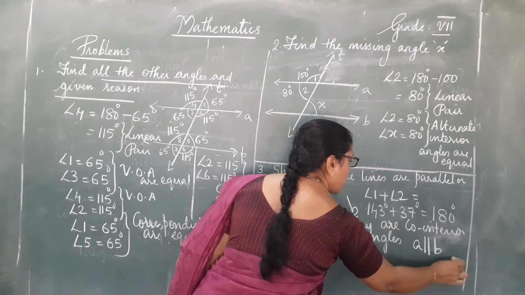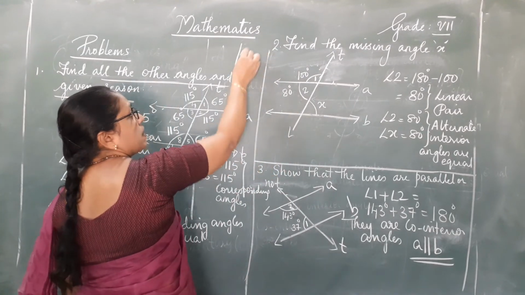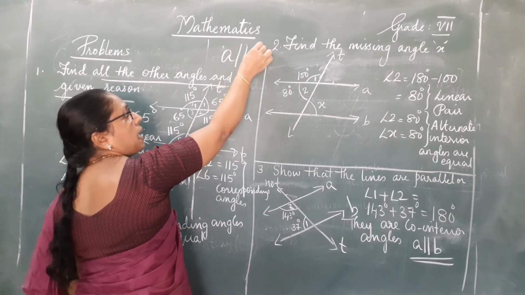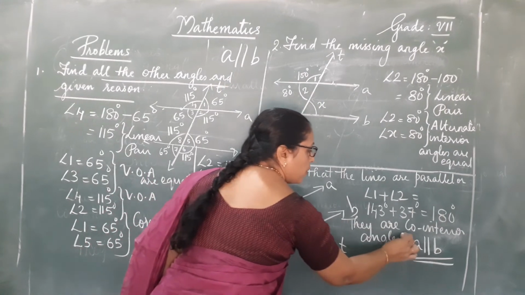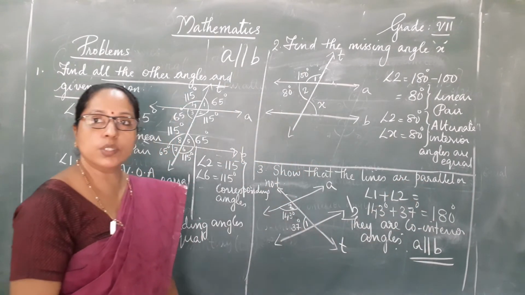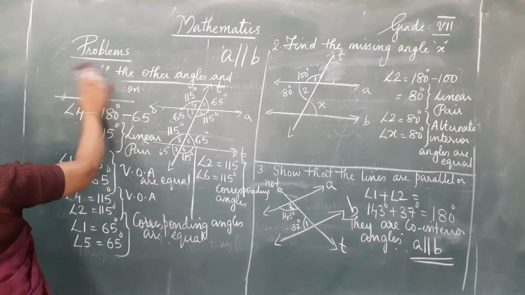So what we can say? Line A is parallel to B. This is the symbol for parallel. For parallel lines, the symbol is like this. So A parallel to B means line A is parallel to B. So therefore we can say A is parallel to B. Okay.